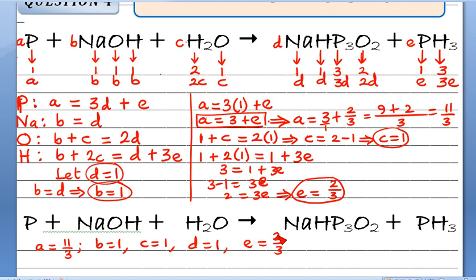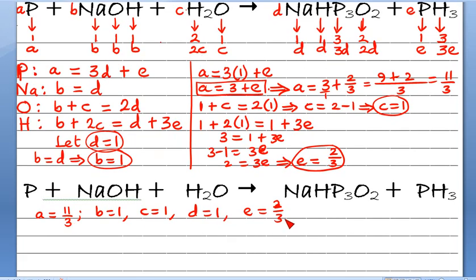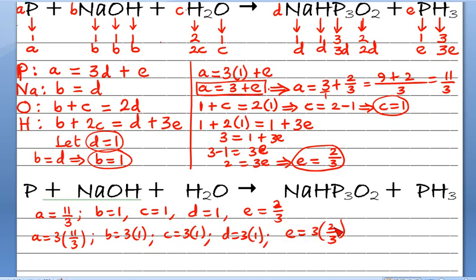Okay, I want to eliminate the denominators. What's the LCM of the denominator? It's going to be 3. Multiply all the values by 3 so that you can have whole numbers. 3 into 11 over 3. Then for B, 3 into 1. For C, 3 into 1 also. For D, 3 into 1. And for E, 3 into 2 over 3. This cancels this. Sorry, this doesn't cancel anything. It's just 3 times 1, which is 3. 3 times 1, 3. This also cancels this.